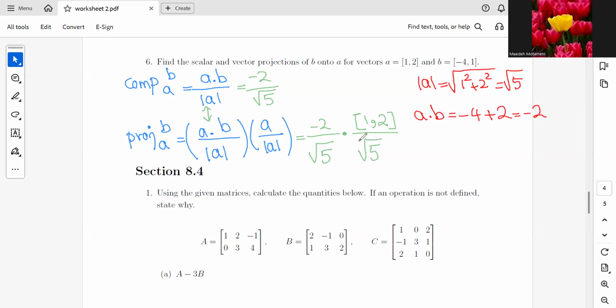So when we multiply them together, we have -2 over 5 times 1 and 2. And the answer would be -2 over 5 and -4 over 5 as the vector projection. We will talk about section 8.4 in the next video.